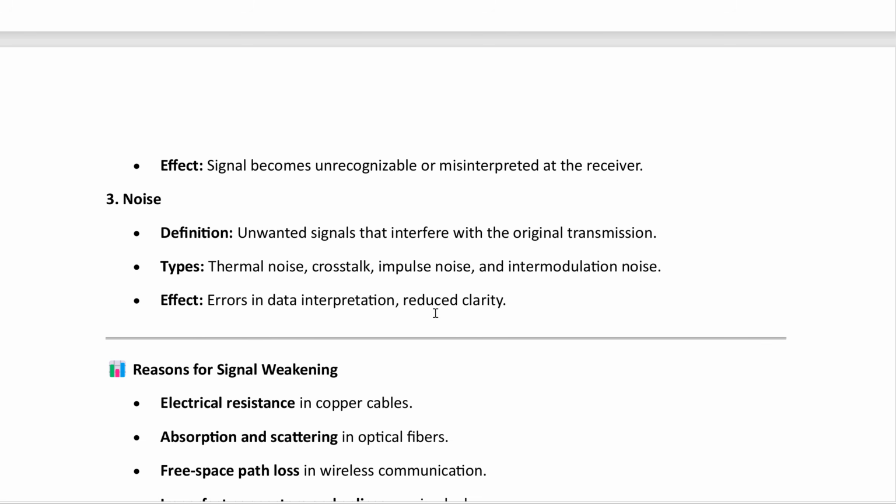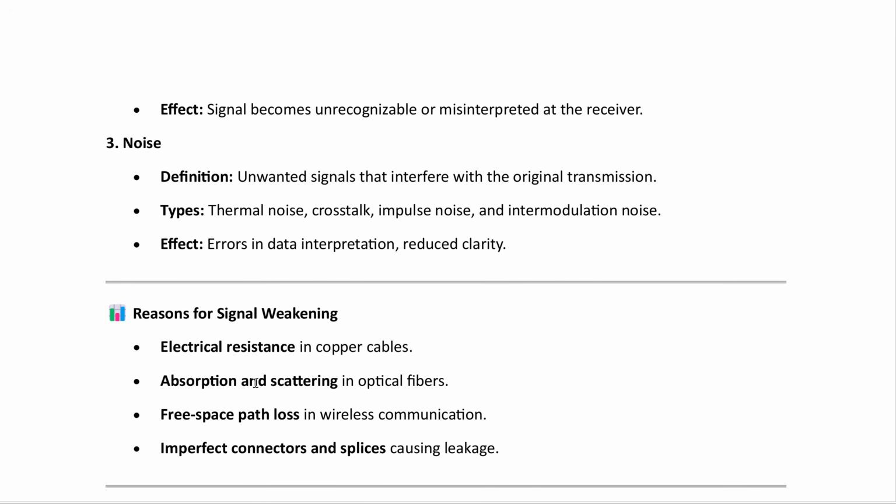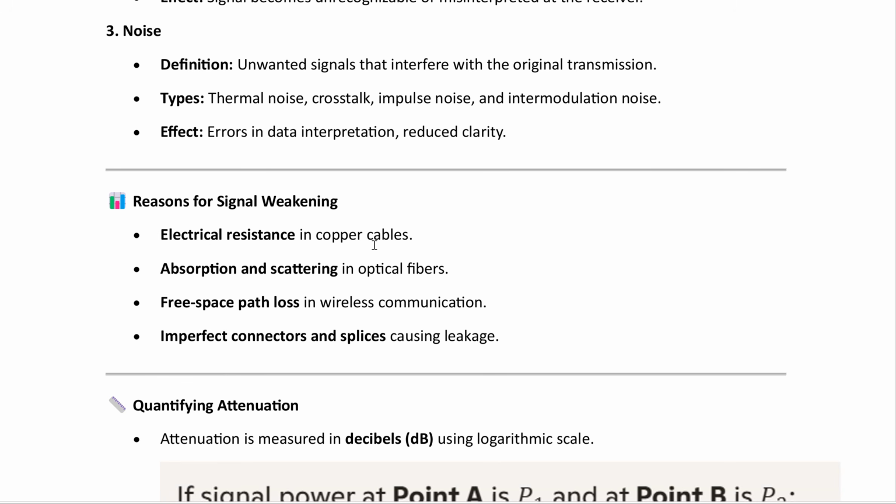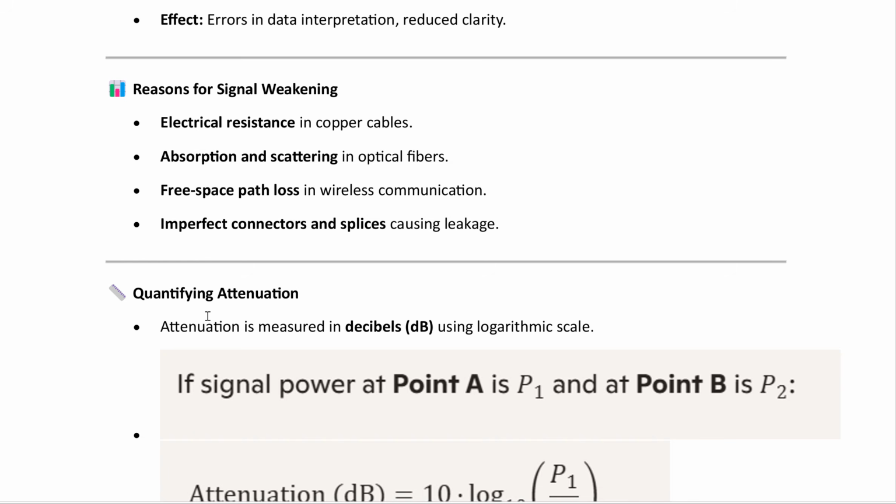It can cause errors in data interpretation. Also, it can reduce clarity. The reasons for signal weakening are electrical resistance in copper cables, absorption and scattering in optical fibers, free space path loss in wireless communication, and imperfect connectors and splices causing leakage.